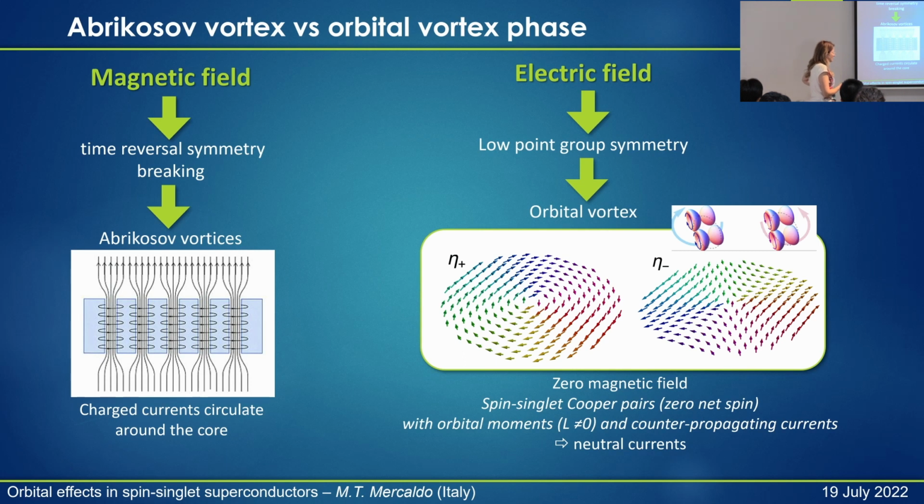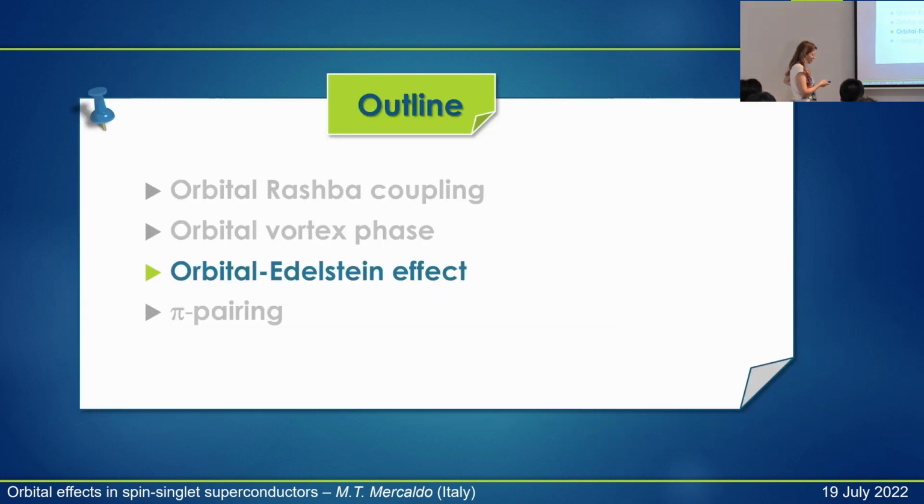But the take-home message of all this is that you can have this orbitally polarized pair, also in the uniform case. This is the main point. Okay, let's move on to the second part: the orbital Edelstein effect. If I still have time. Okay.